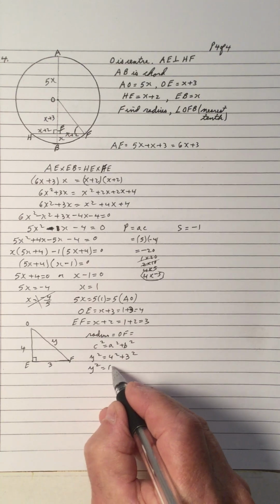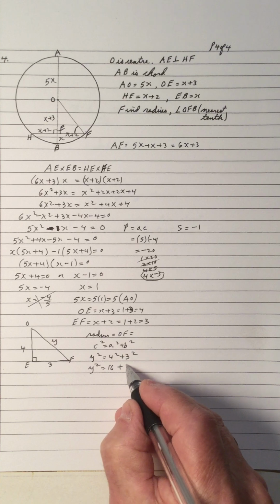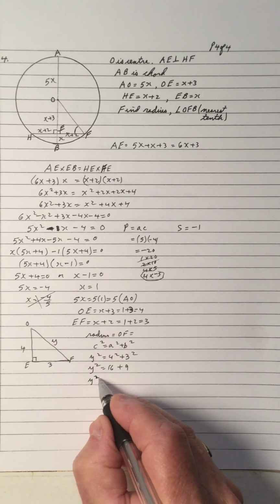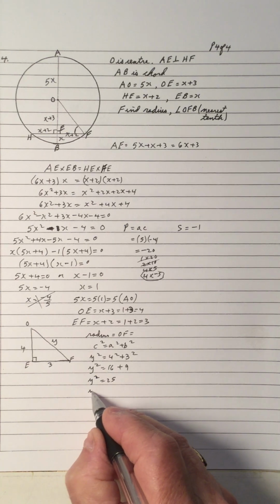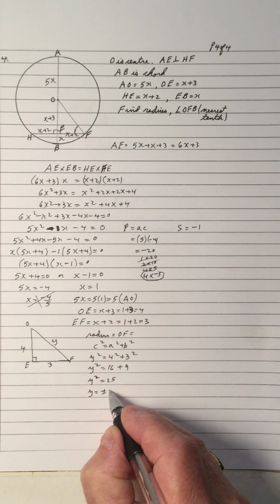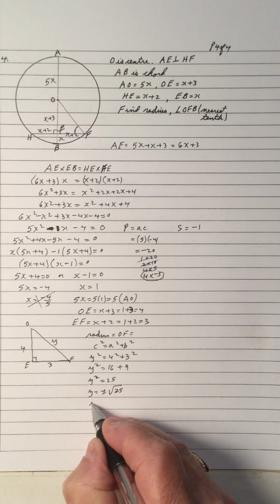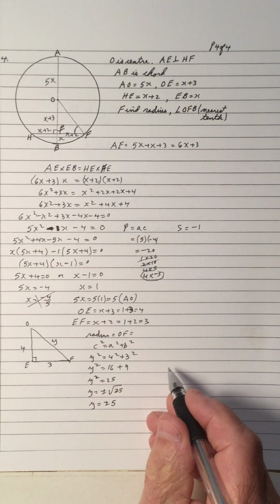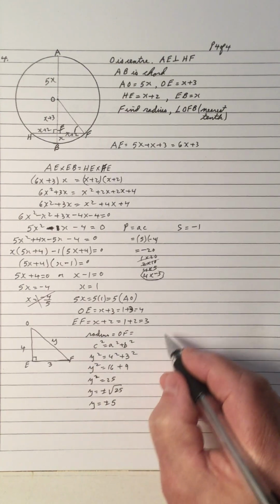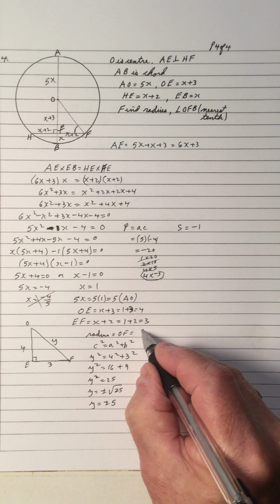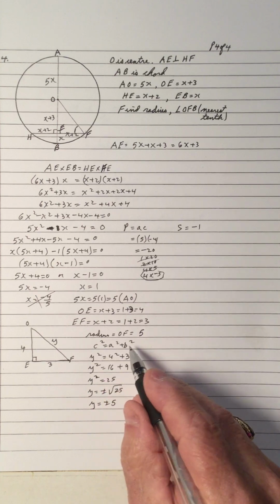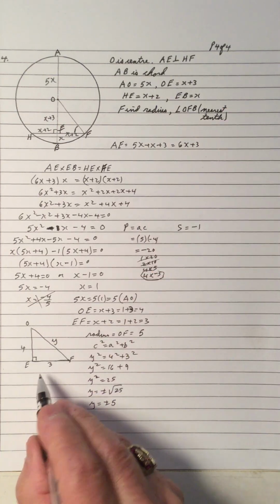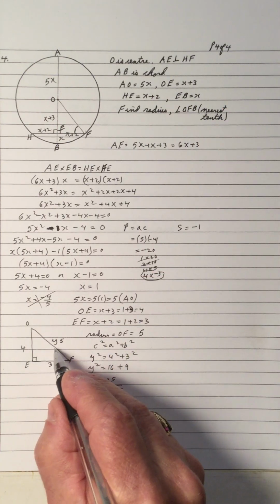Y squared is 16 and 9 when you square the 3 and the 4. So y squared is 25. So y is plus or minus the square root of 25. So y is plus or minus 5. And so the radius is 5, positive. Now, it says we need to find the measure of the angle. So this side is 5.